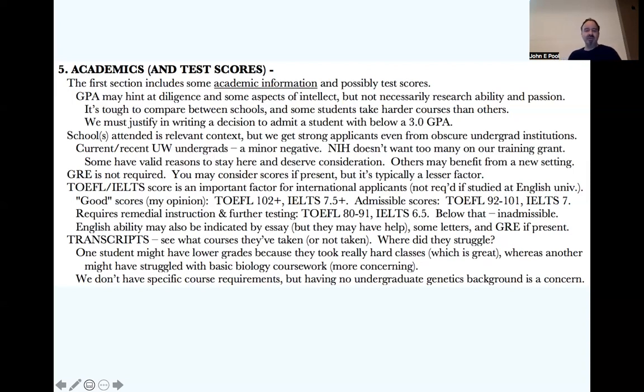This has really diminished in importance, but we still allow for it in case there is a reason why an applicant feels like that might help their case.